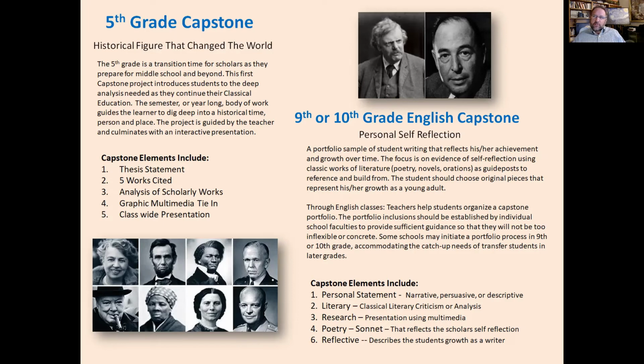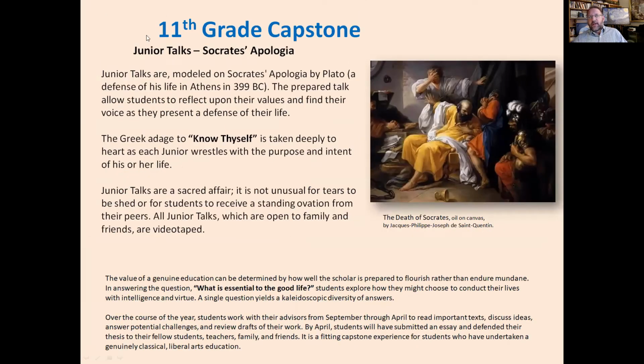So in the fifth grade, it's not too complex. We take a historical figure from time who has changed the world, and we help the scholars through that process. So by the end, they make a class-wide presentation about their person. Jumping up into the bigger grades, we do personal self-reflections. And then by 11th grade, we start offering what we call junior talks, or the apologia, which was know thyself. A little deeper, essential of a good life.